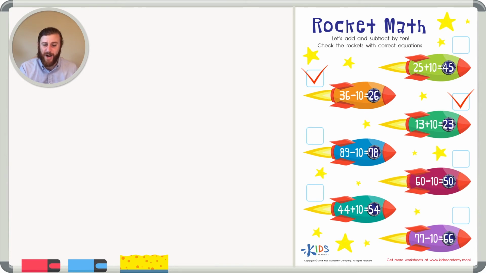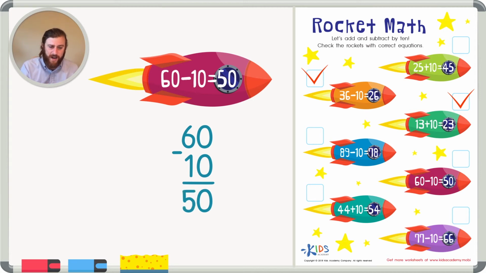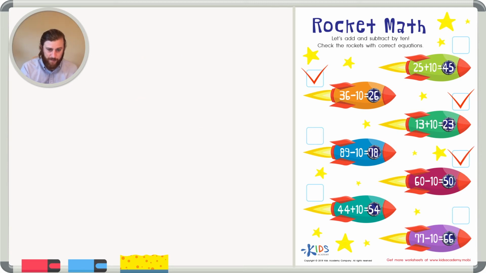Let's look at our last few rockets. We have 60 minus 10, and it gives a difference of 50. Well, let's see if this is correct. 0 minus 0, of course, is just 0. And 6 minus 1, we're taking away 1 from 6, so 1 less than 6 is 5. 60 minus 10 is 50. So this rocket shows a correct number sentence.